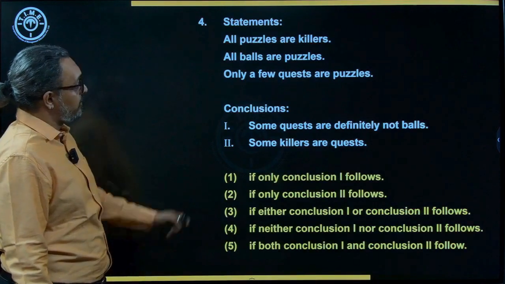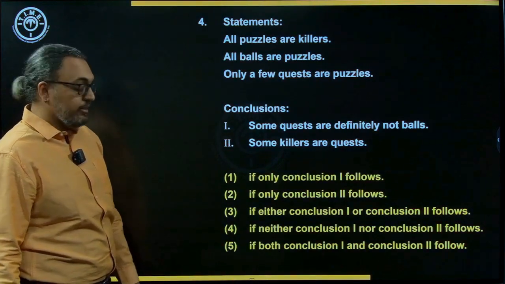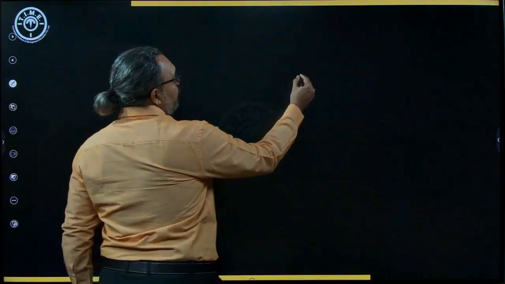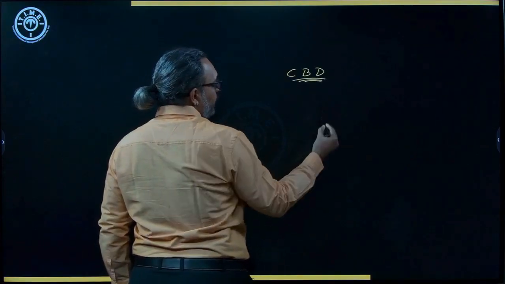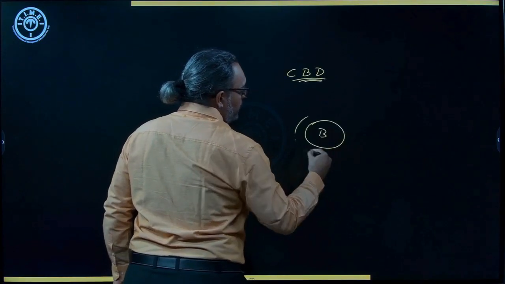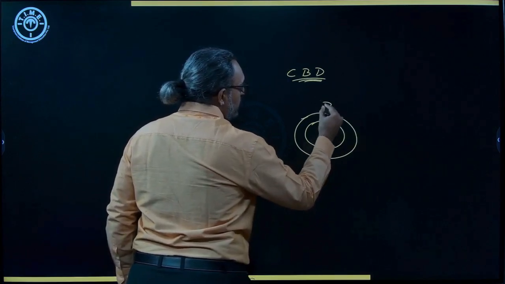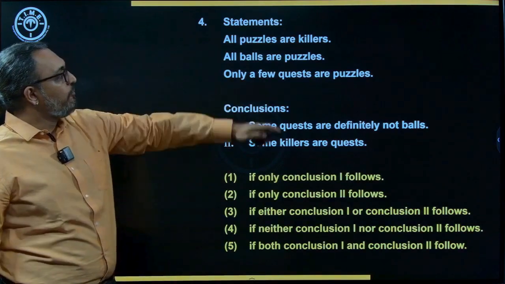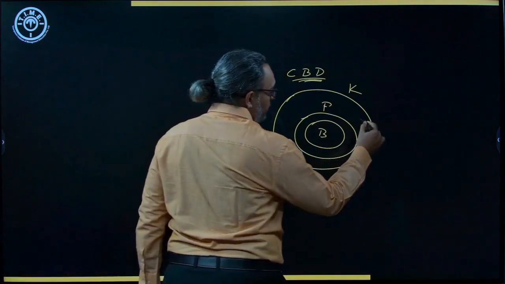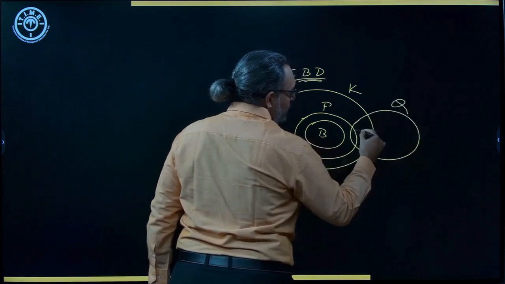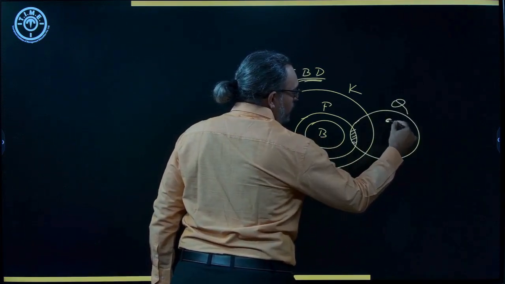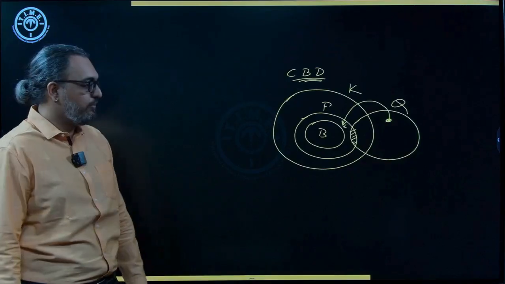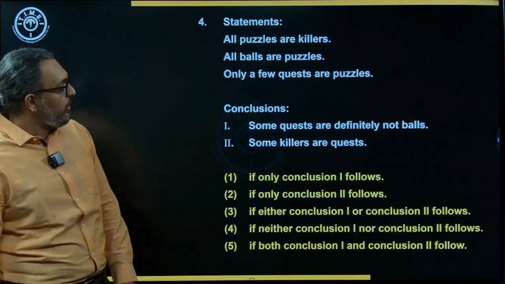Then next, we have similar statements, different conclusions. Let us check. So we have the combined diagram. All balls are puzzles. All puzzles are killers. And then only a few quests are puzzles. Only a few quests are puzzles, that is here. So there will be some quests that are never inside puzzles. That's the indication. So this is my combined diagram.